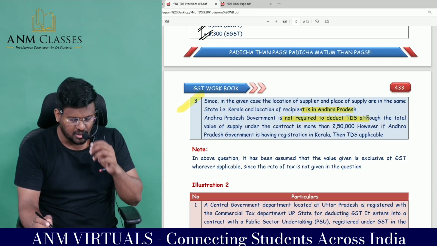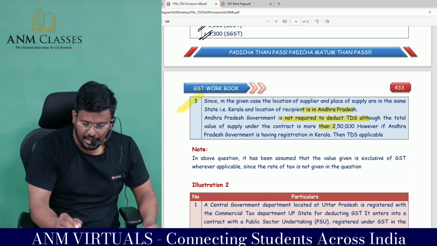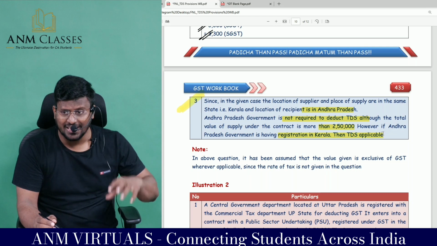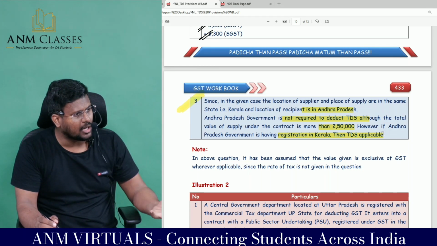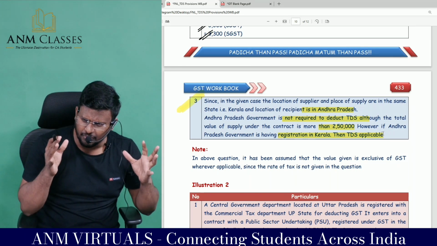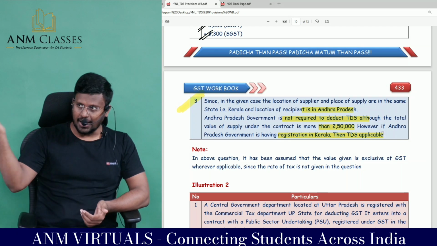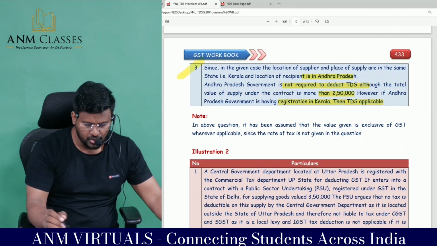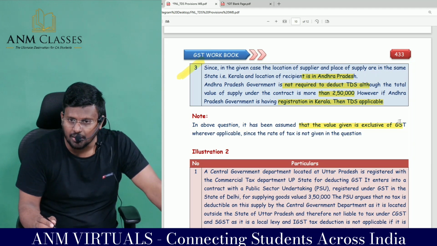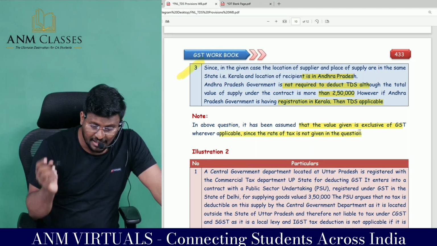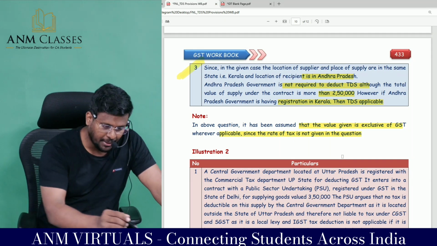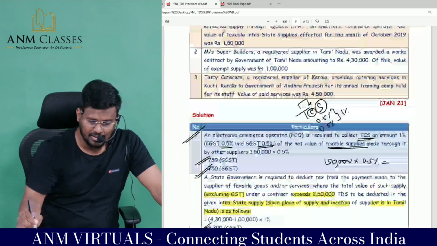Andhra Pradesh government is not required to deduct what? Although the total value of supply under a contract is more than 2,50,000, however, if the Andhra Pradesh government is having registration in Kerala, then TDS will be applicable. That is practically very much not possible. But if they are having registration in Kerala, then TDS has to be deducted. In the above question, it is assumed that the value given is what? Wherever applicable, since a rate of tax is not given in the question. Pakka? Yes, very brilliant and a logical assumption, man.